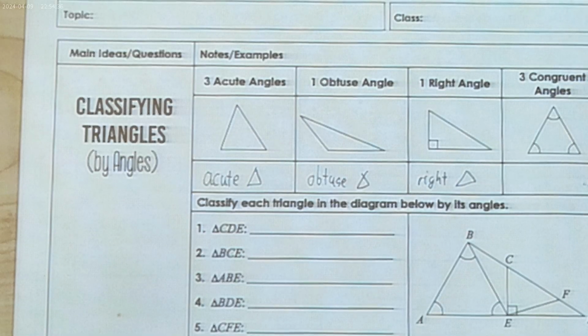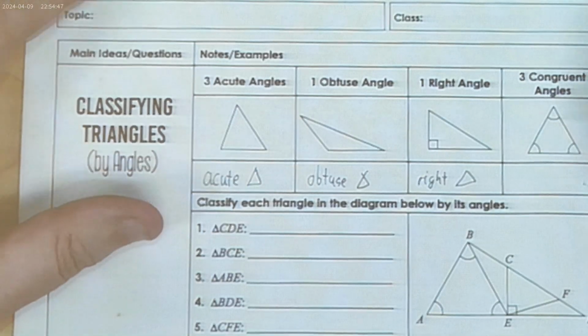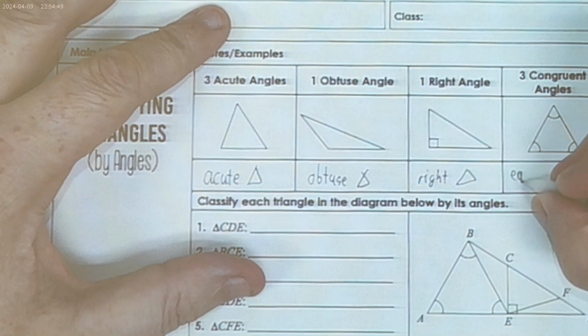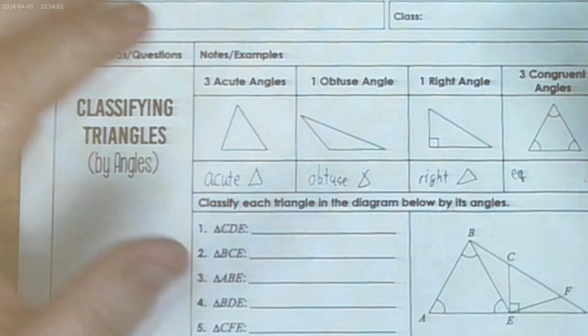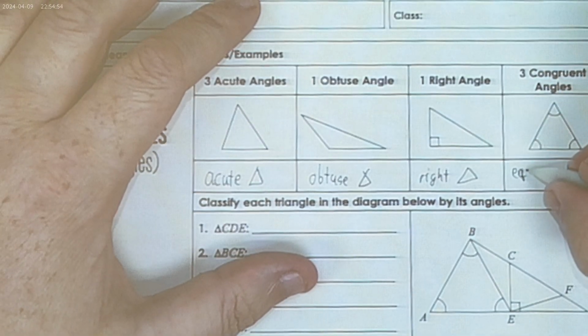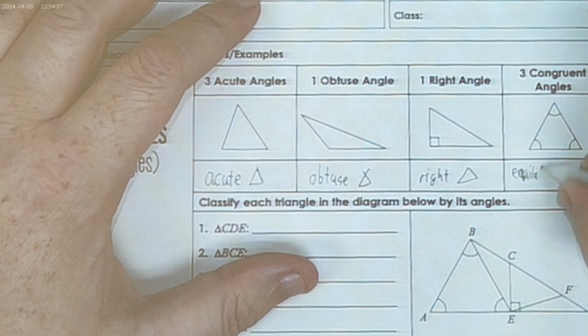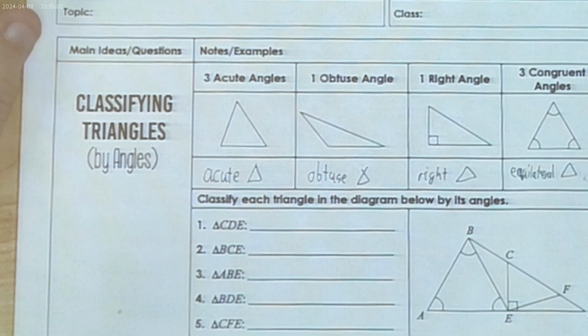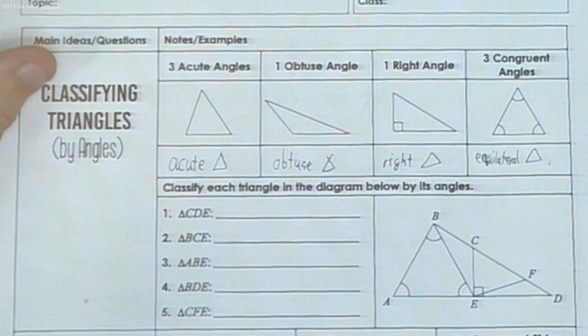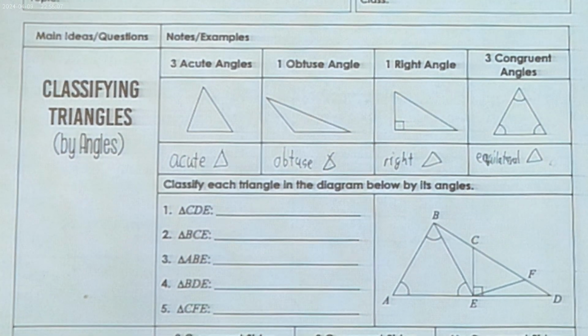Then that brings us to the three congruent angles. If you have three congruent angles, that means that all three angles are equal. I'm going to spoil it for you: that means that all three angles equal 60 degrees. That one is just going to be called an equilateral triangle. I think they've thrown in a new term like a congruent triangle, but if you just use equilateral, everyone knows what you're talking about. So those are the four types of triangles that we're going to be dealing with.